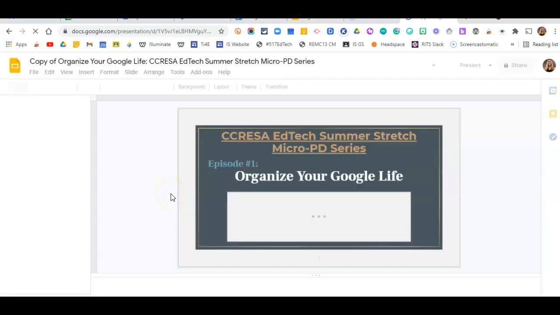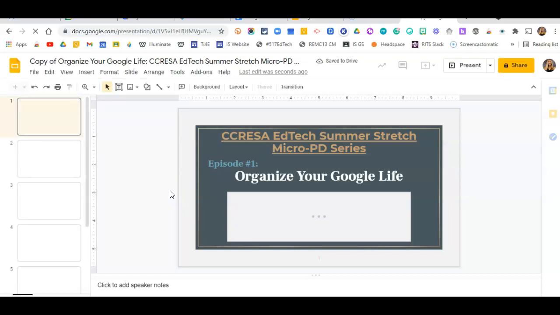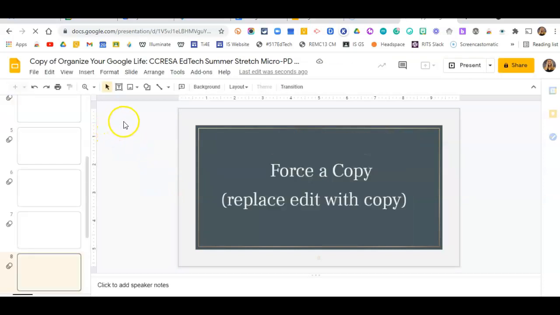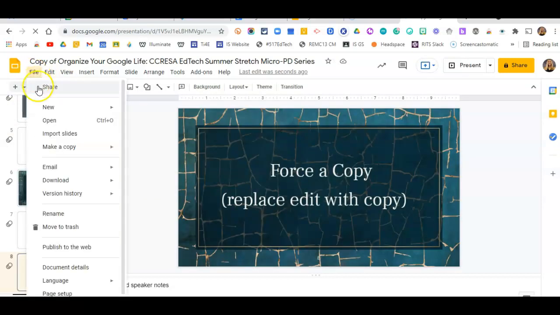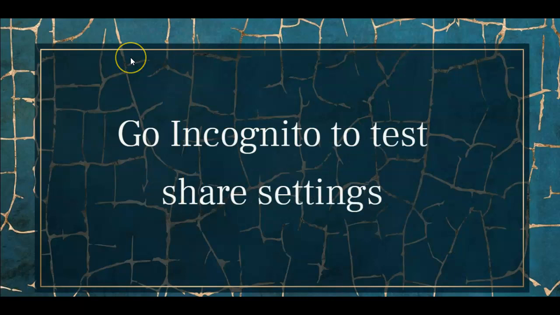So this is just one little shortcut to help your users make a copy of whatever they're trying to utilize, and it makes it a little bit more uncomplicated for those that might be unfamiliar with the file make a copy feature. The next step is going incognito to test share settings. You can use the incognito window to test access to various documents and sheets and slides.